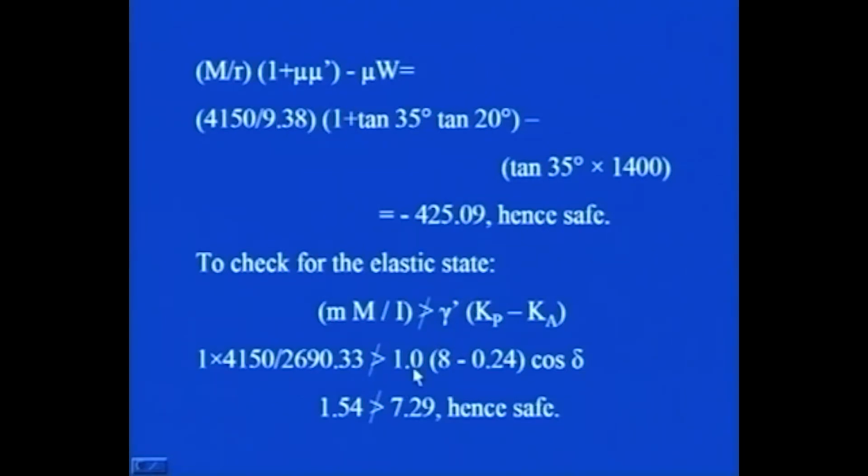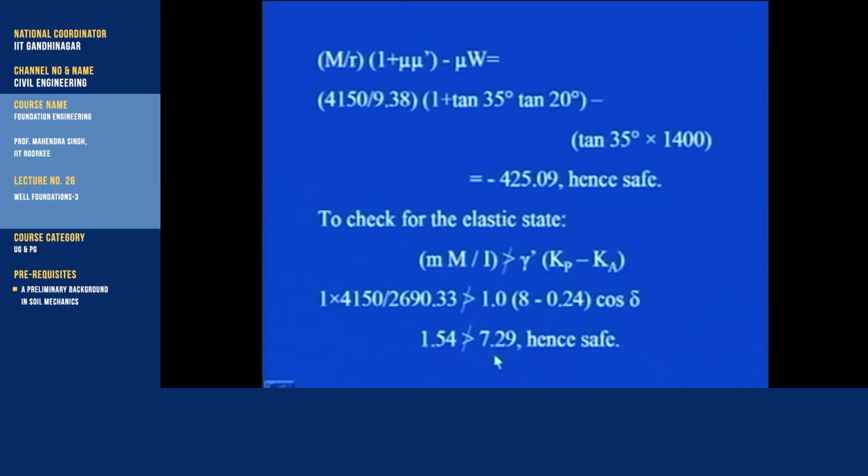Gamma prime is submerged unit weight. So, saturated unit weight of the sand is given to be 2, and if you consider the unit weight of water to be 1 ton per meter cube, submerged unit weight γ' will become equal to 2 minus 1, which is 1 ton per meter cube. So that is what we have taken here. Then corresponding to this φ equal to 35 degree, using Coulomb's theory, the values of Kp and Ka can be obtained, which have been written like this here. So this value worked out to be 1.54 and this value worked out to be 7.29.